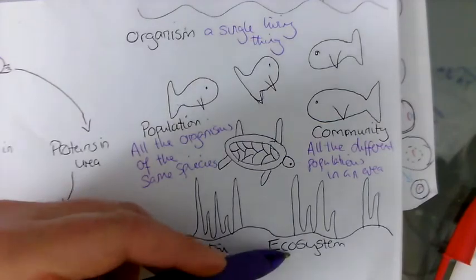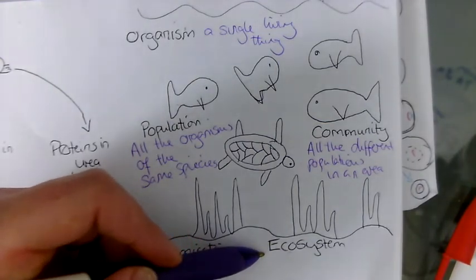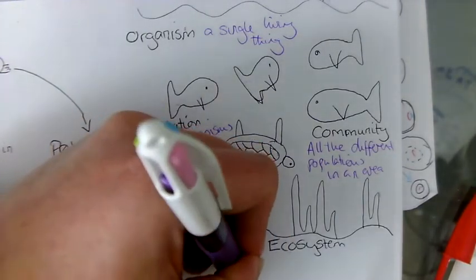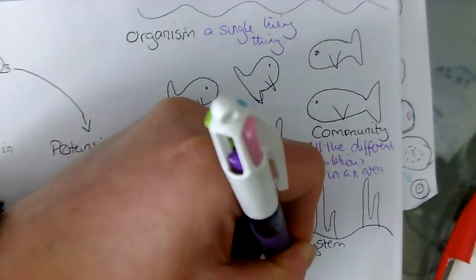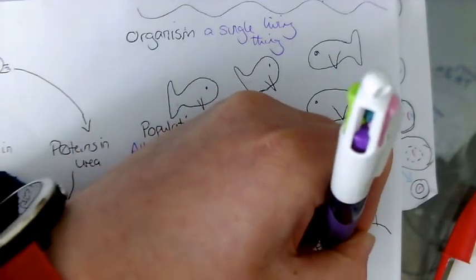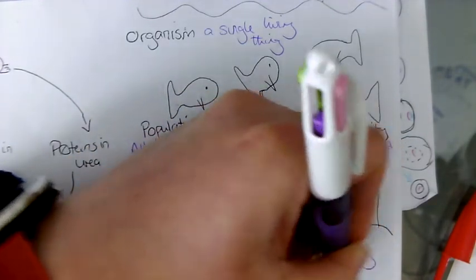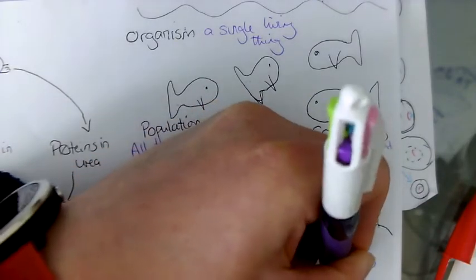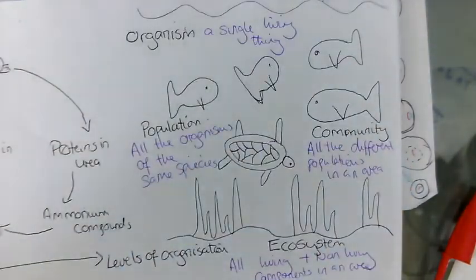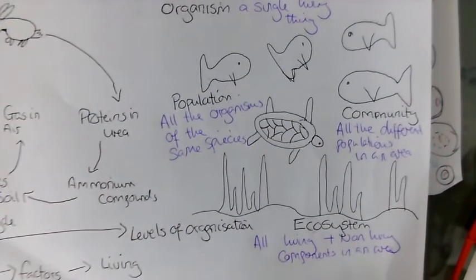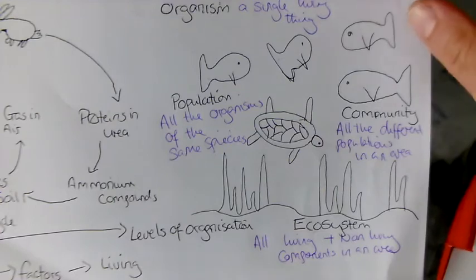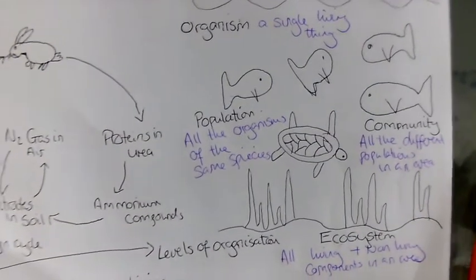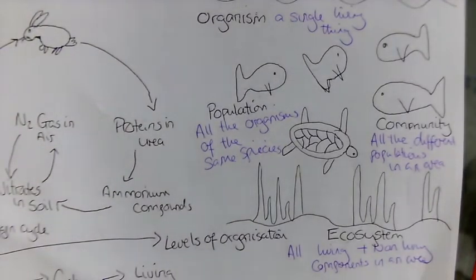And then the ecosystem is all the living and non-living components of an area. The other part of that is a habitat, which is where something lives. That's the different levels of organisation.